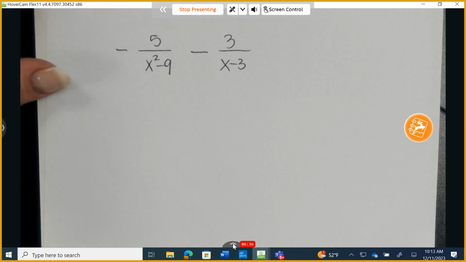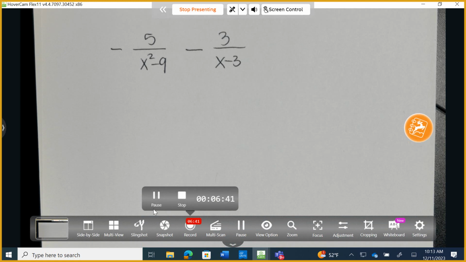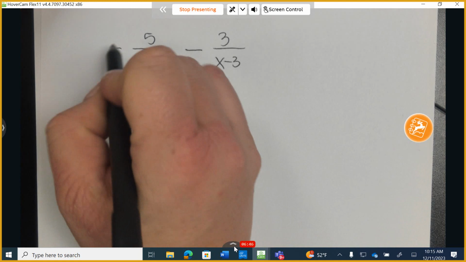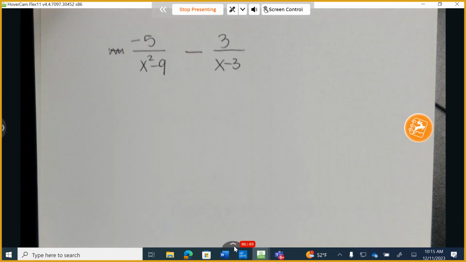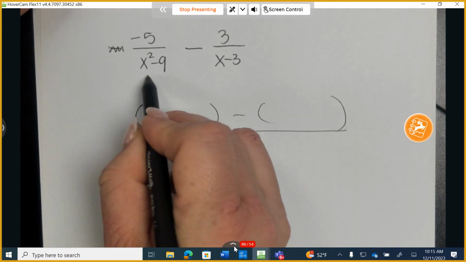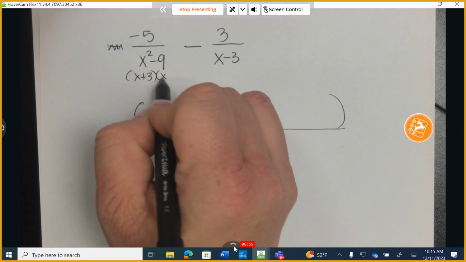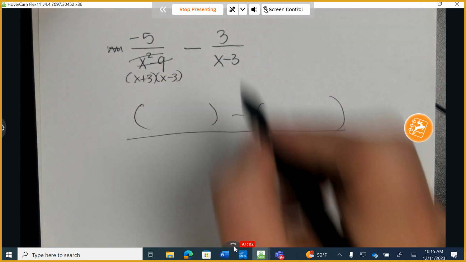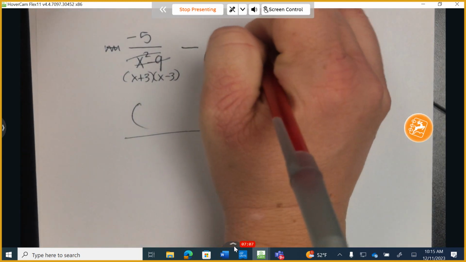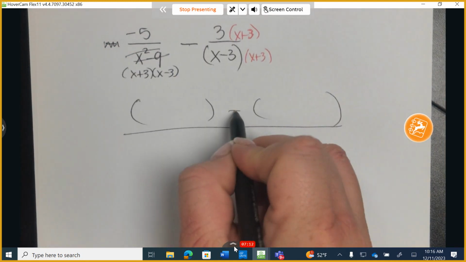I'm going to try to trick you with this one. Ready, get set, and go. There, kiddos. I'm going to start by taking this negative sign, and I'm going to move it up with the 5. And then before I even start to do this, I recognize that I can factor. X squared minus 9 factors into x plus 3 and x minus 3. I already have an x minus 3, so I'm going to attach an x plus 3 to the right-hand side.